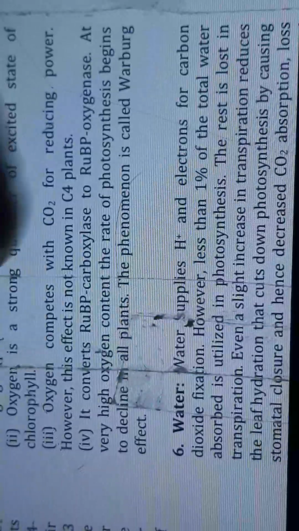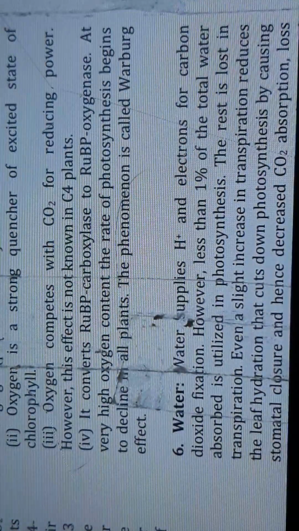It converts RuBP carboxylase to RuBP oxygenase at very high oxygen content. The rate of photosynthesis begins to decline in all plants. The phenomenon is called Warburg effect.